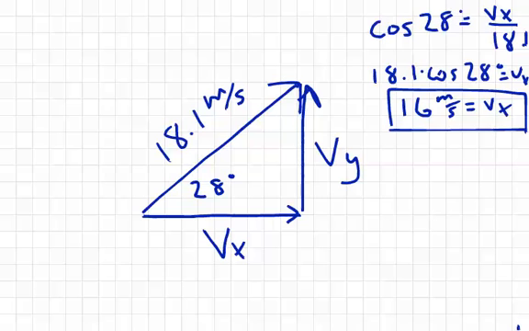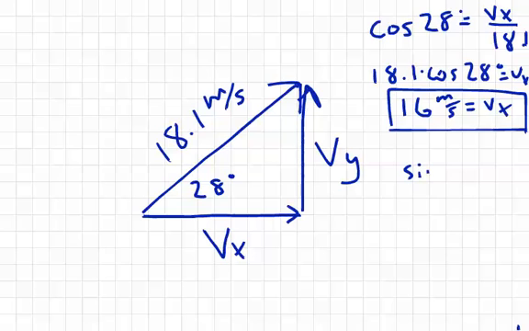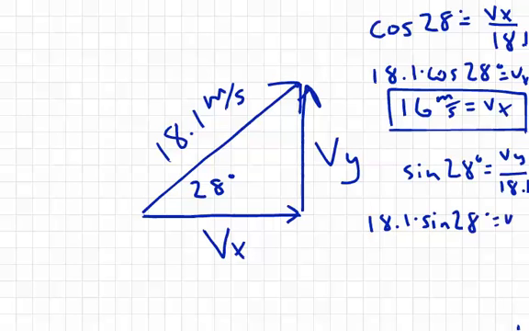To find our vertical component Vy, we're going to use the sine. So the sine of 28 degrees equals opposite over hypotenuse, Vy over 18.1. So I multiply both sides by 18.1. 18.1 times the sine of 28 degrees equals Vy. So again, I get to my calculator, I push some buttons, 18.1 times the sine of 28 degrees, and I get 8.497. We'll call that 8.5. So 8.5 meters per second is Vy.